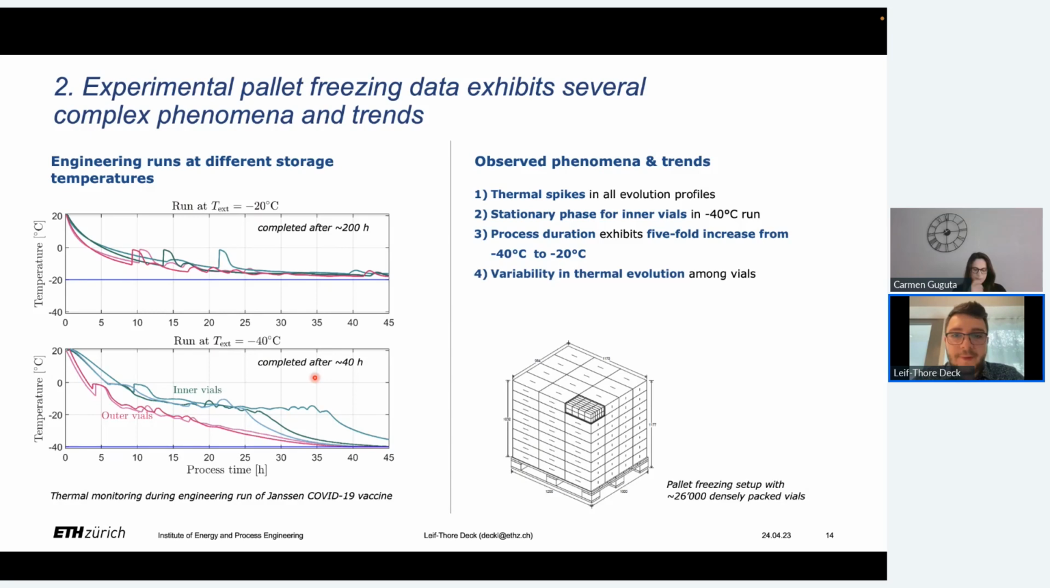And we also see some variability in thermal evolution among the vials. So we see here for the -40 degree one that the inner vials actually have very different thermal evolution profile from the outer vials, while it is not the case for -20.